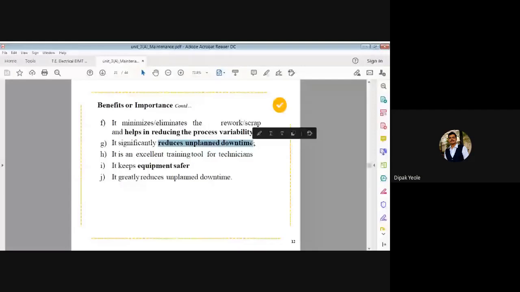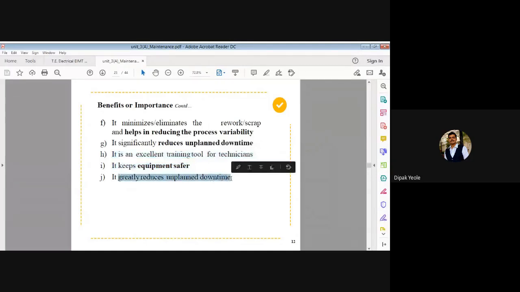Now there are again advantages also. So one can say that it helps in reducing the process variability. It is an excellent training tool for technicians. टेक्निशियन्सला ट्रेन करण्यासाठी एक बेस्ट टूल आहे असं मानतात कंपनीमध्ये. It keeps the equipment safer and it greatly reduces the unplanned downtime.